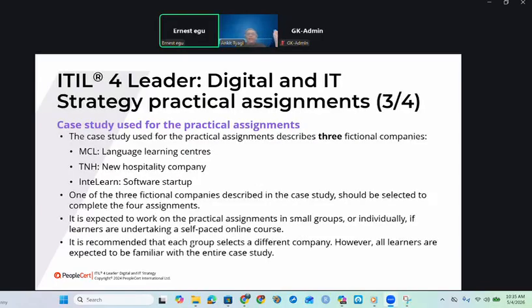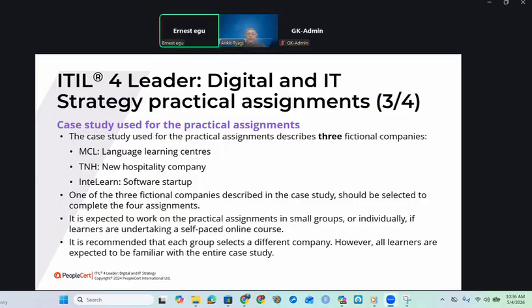Three companies, like we said: there is MCL, which is the language learning center. There is TNH, which is the new hospitality company. And there is Intilearn, which is a software startup. Like I said, you need to select one out of these three companies and then answer all the 4 assignments based on it. That's what they're saying here as well: one of the 3 functional companies described in the case study should be selected to complete the 4 assignments.